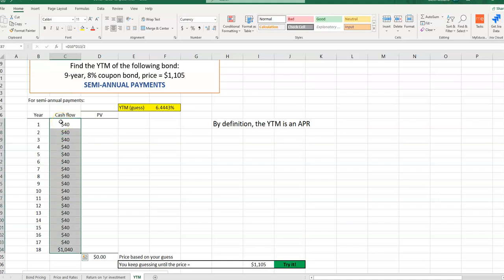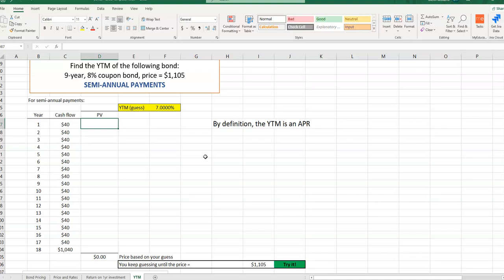Notice now, instead of 9 payments of 40, I'm sorry, instead of 9 payments of 80, I've got 18 payments of 40. It's just I get paid the same $80 a year, but I get paid every half year instead. But I'm going to do the same thing here. Actually, let me change this guess to 7% just to make the example realistic here.